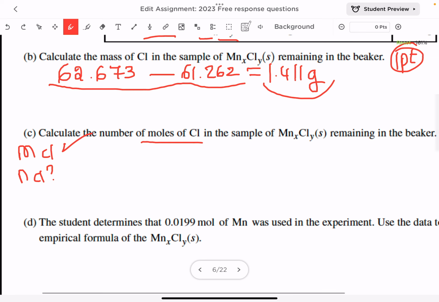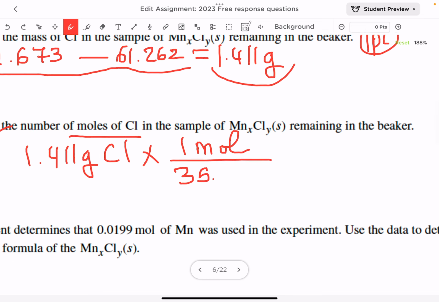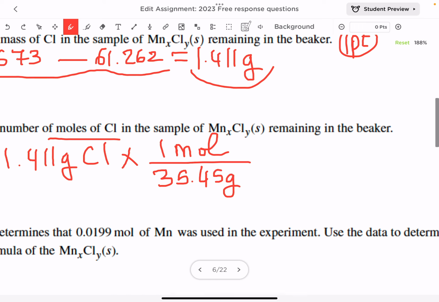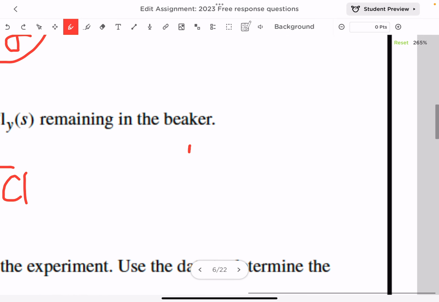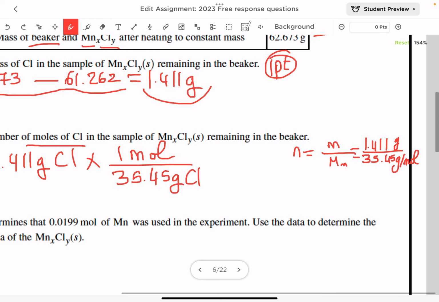So now, 1.411 grams of Cl times 1 mole of Cl over the molar mass of Cl. This is the conversion factor, gram of Cl. Why did I write it like this? I can also simply write n equals mass over molar mass and write 1.411 over 35.45 grams, but I have to write also the units so that it reflects the conversion factor that I did over here.